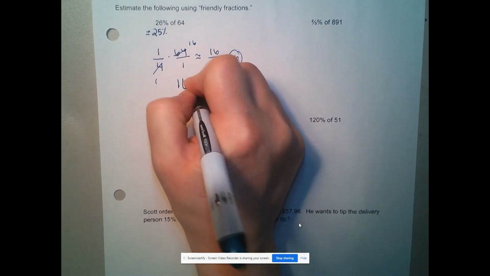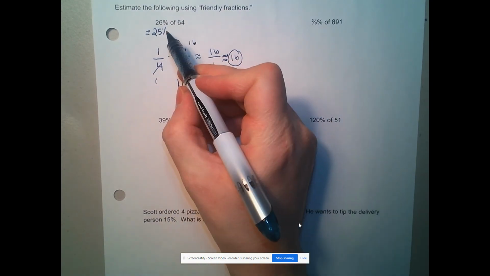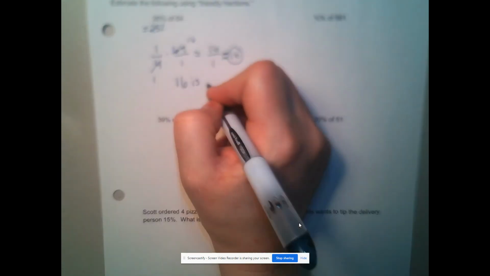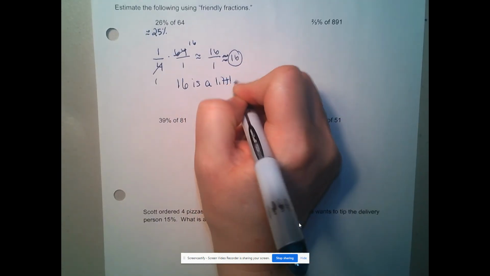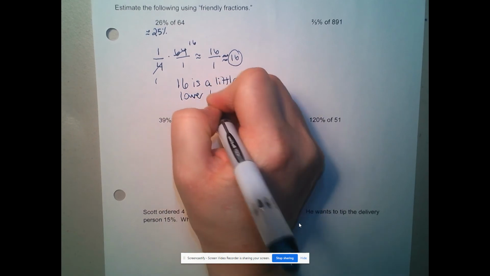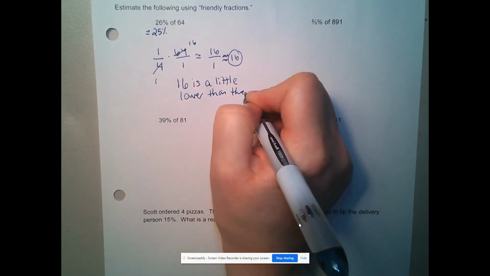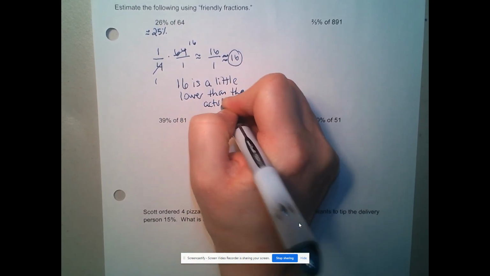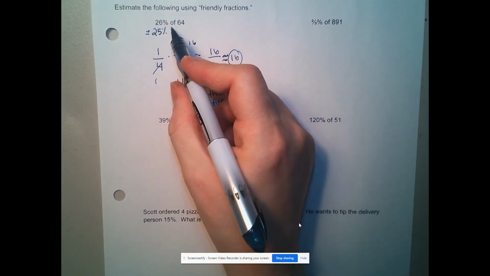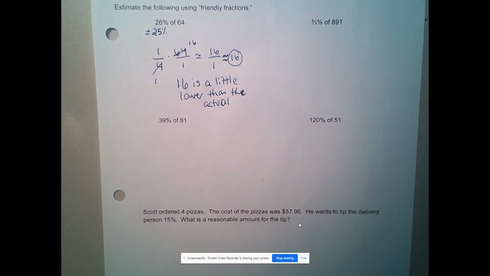And we can say 16 is, now notice I went with 25% and 26. So 16 is a little lower than the actual. And I can say that because had I gone with 26%, it would have been a little bit higher. So 16 is just a little bit below the actual answer.